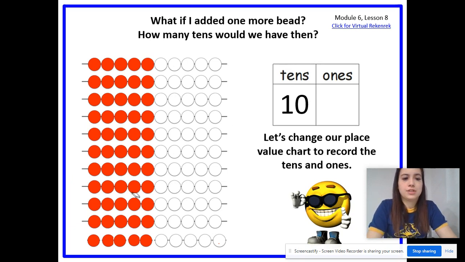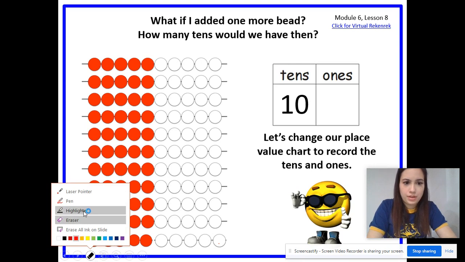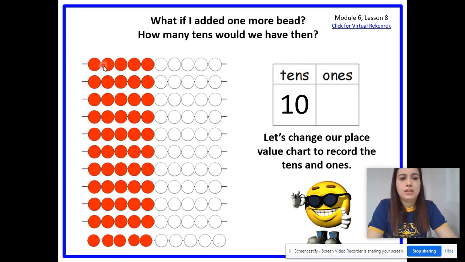No, right? Let's count our tens and make sure that what we're thinking is correct. Ready? Let's count this say 10 way. 1 ten, 2 tens, 3 tens, 4 tens, 5 tens, 6 tens, 7 tens, 8 tens, 9 tens, 10 tens, 11 tens. So now, how many tens would we have, boys and girls? Yes, 11 tens.